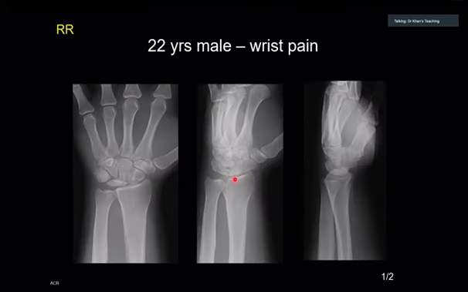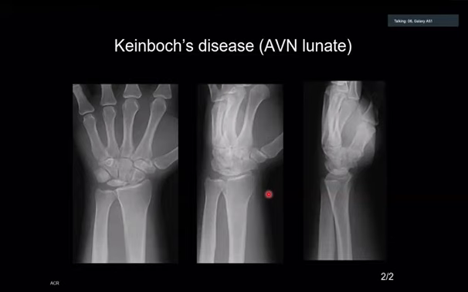Rapid reporting, normal, abnormal? I'm just checking. Abnormal. What is the abnormality? The lunate bone is totally collapsed and sclerotic. So that's an AVN. So AVN of the lunate, and this can happen, and this has collapsed. Okay, thank you very much.